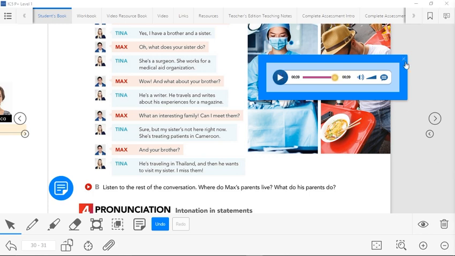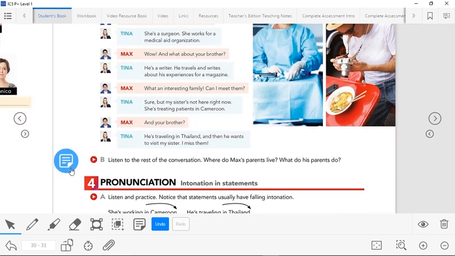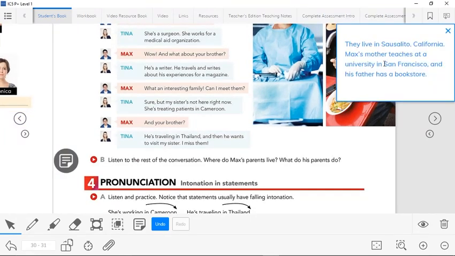Okay, very good. Now, let's check the answers if you got it. Matt's parents live in Sausalito, in California, and Matt's mother teaches at a university in San Francisco, and his father has a bookstore.